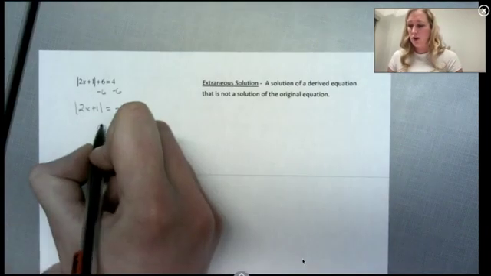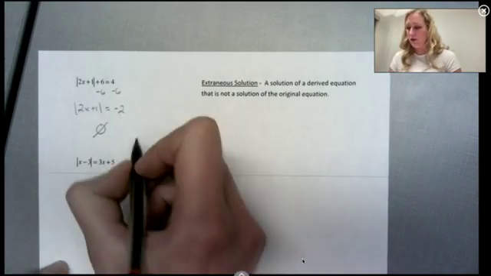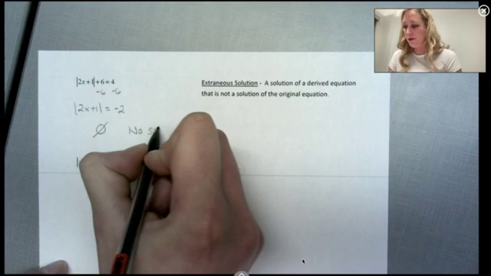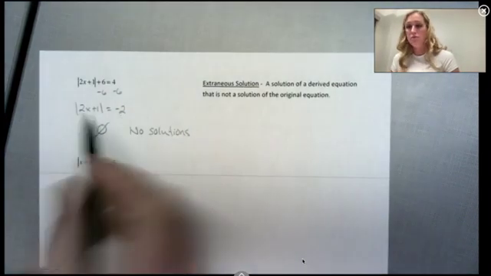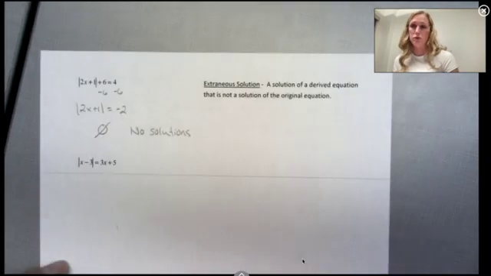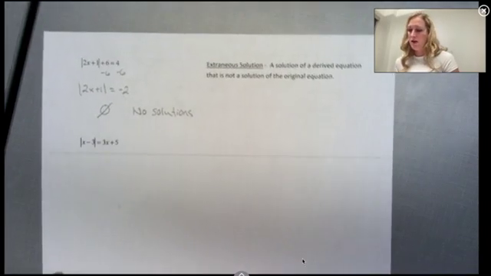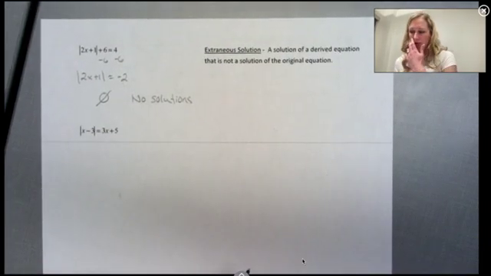So there are no solutions to this. This is the symbol for no solutions, or you can just write out the words no solutions. There's nothing I can plug in for x that would, when I take the absolute value of this expression, result in a negative value. Okay, this one.